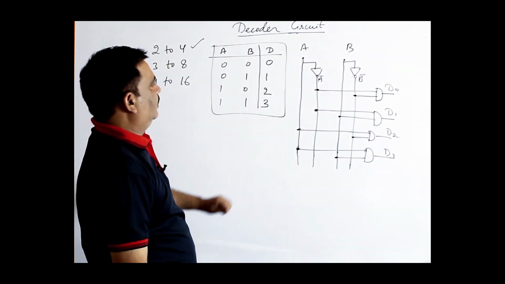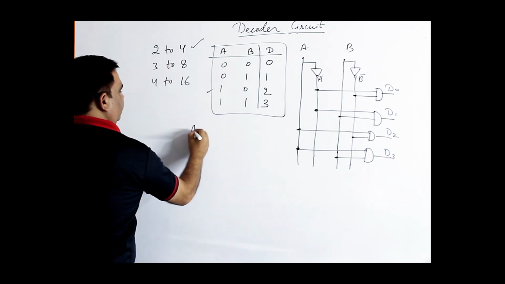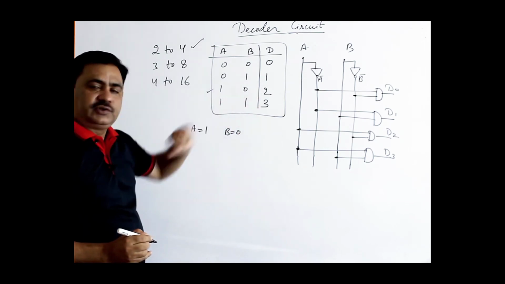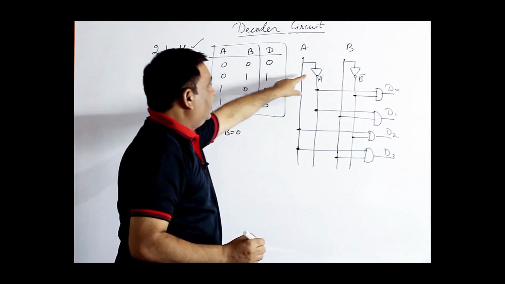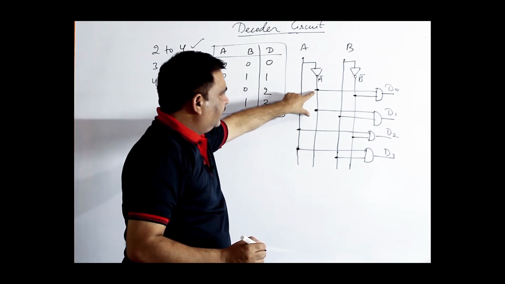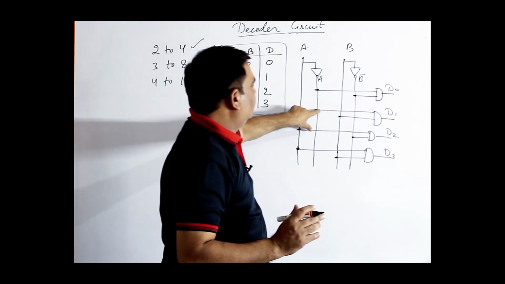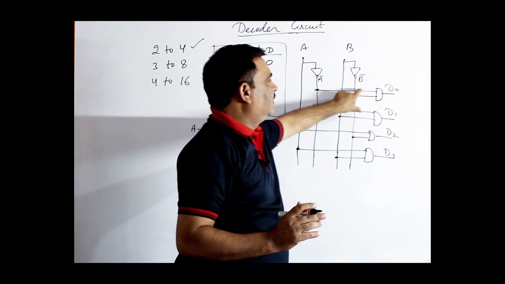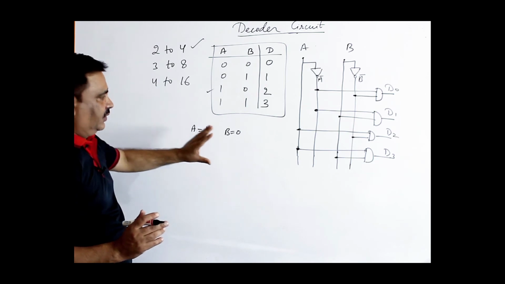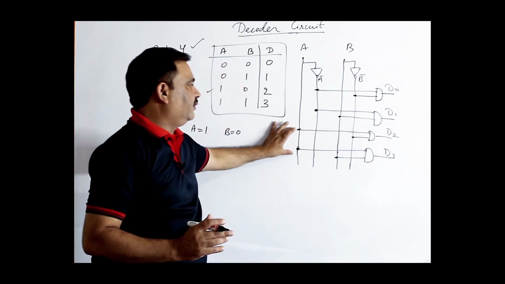Try to understand. I am taking these inputs: A is 1, B is 0. Now try to understand the working, how it gives 2. If A is 0, then A complement will be 1, and the signal will be in this wire. So if the signal is there, these 2 points have the signal, so here and here inputs are 1. If A is 1, it means signals are here in these 2 gates. In these 2 gates the input will be 1.